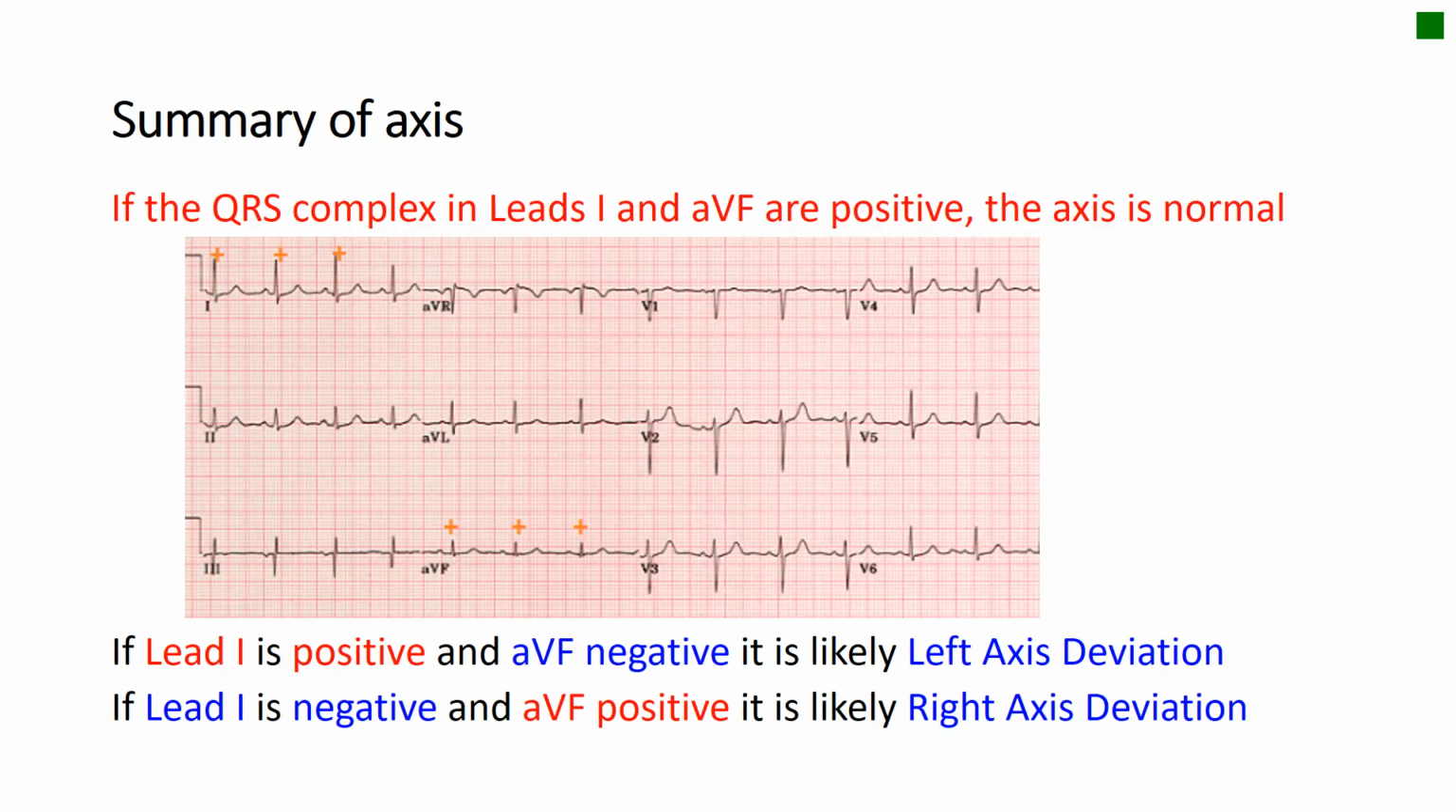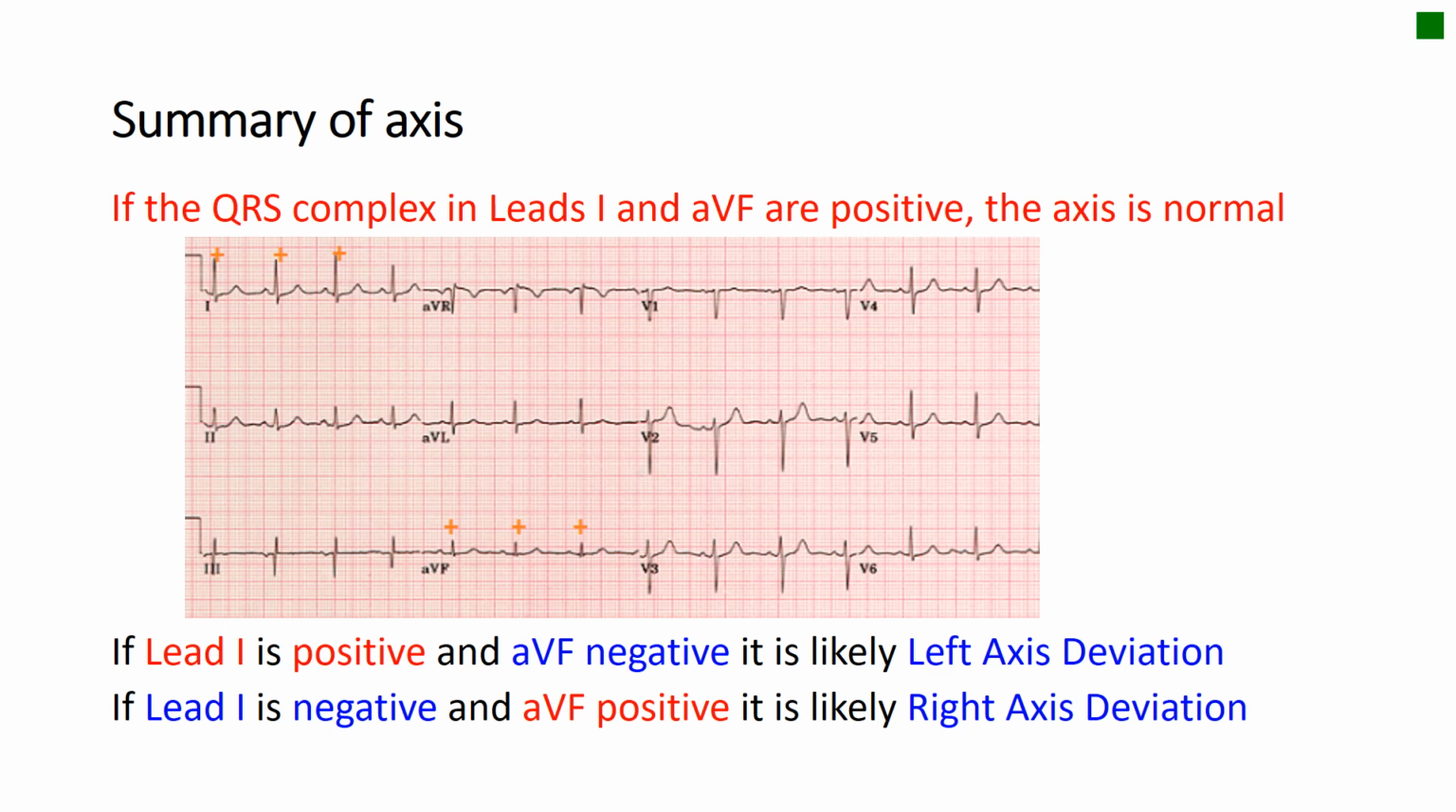So in summary, if the QRS complex in leads 1 and AVF are positive, then the axis is normal. But if lead 1 is positive and the AVF is negative, it's likely that it's left axis deviation. If lead 1 is negative and AVF is positive, it's likely you've got right axis deviation. So that's a quick summary. A quick way of looking for axis.